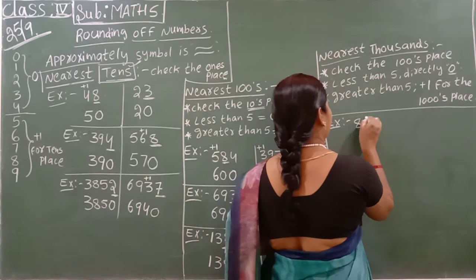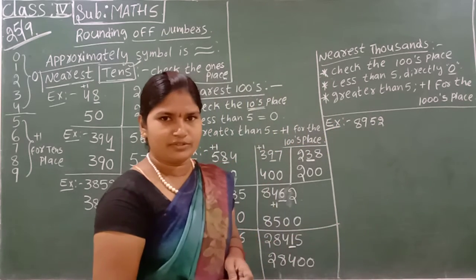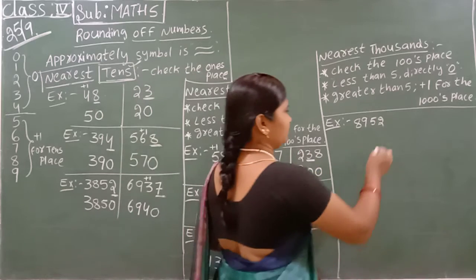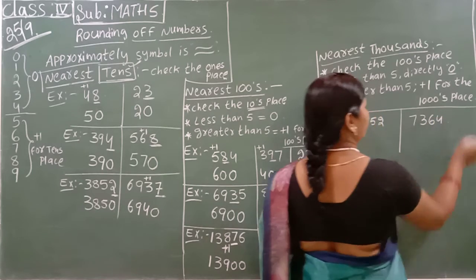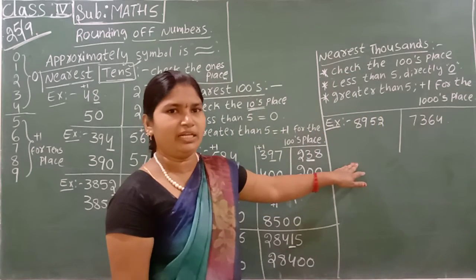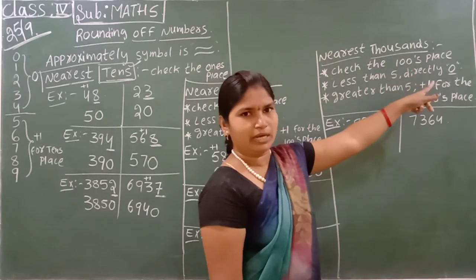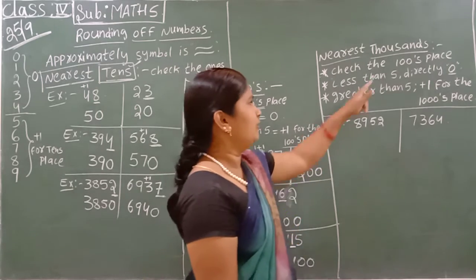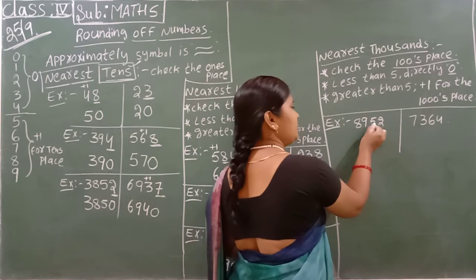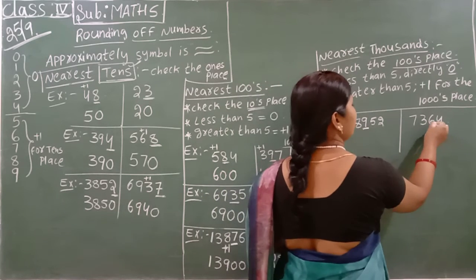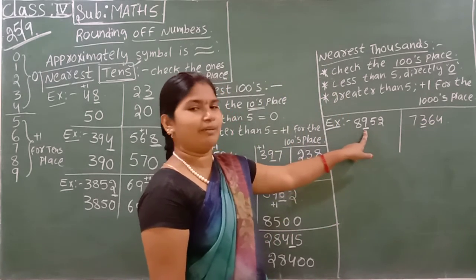That is 8952. The next number is 7364. It is a 4-digit number and it is also a 4-digit number. We want to write the nearest thousands. Which place do we have to check? We have to check the hundreds place. Ones, tens, hundreds. Okay. Now, observe this number.